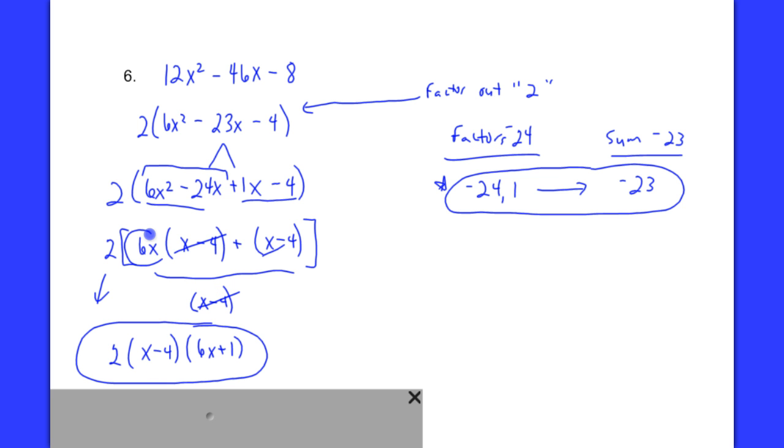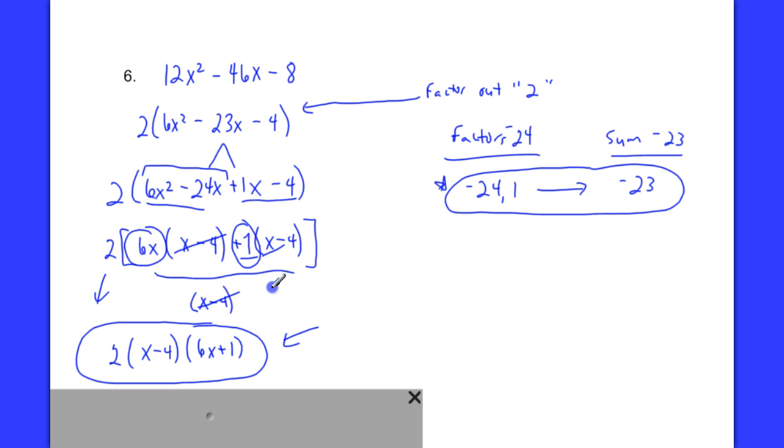Now notice I had 6 plus, remember the number that's there? 1. 6 plus 1 there. And this was the answer. 2 times the quantity x minus 4, times the quantity 6x plus 1. That is our factored form of 12x squared minus 46x minus 8.